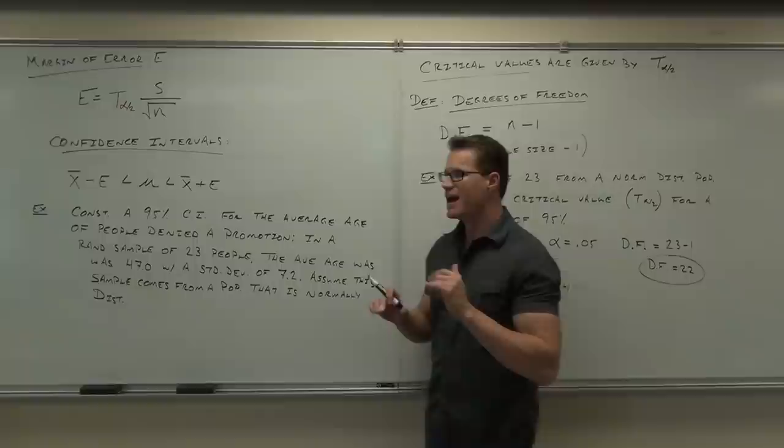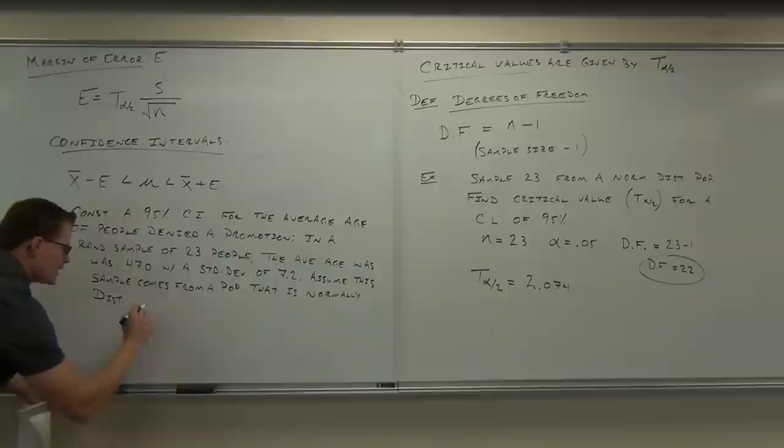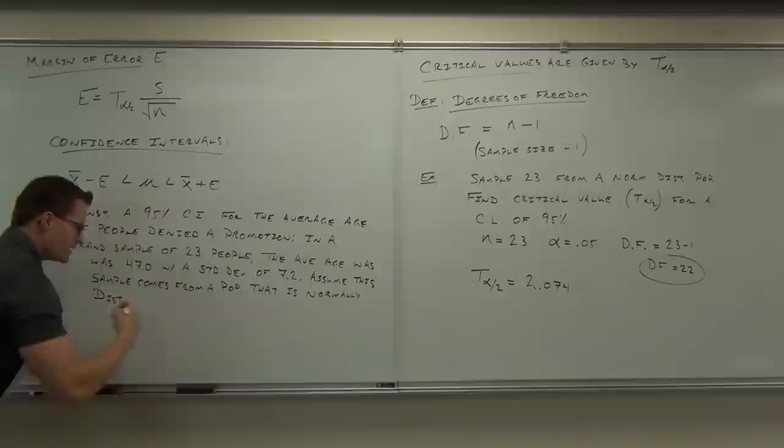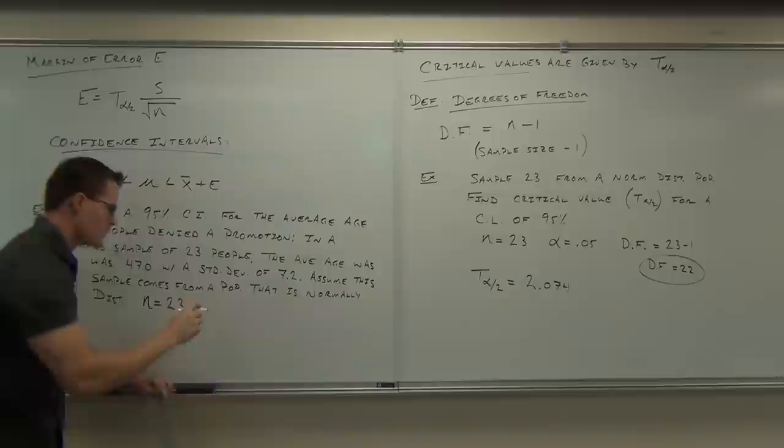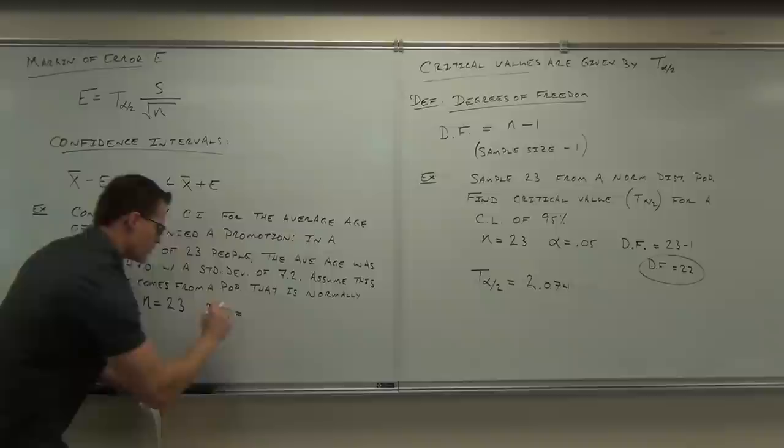Firstly, can you tell me what my n is? What is my n, ladies and gentlemen? 23. Absolutely. From my n, can you tell me my degrees of freedom? Remember, n does not equal degrees of freedom. So n is different than degrees of freedom. It's actually different by exactly one all the time. What is my degrees of freedom then? 22. In fact, we just did that on the board.